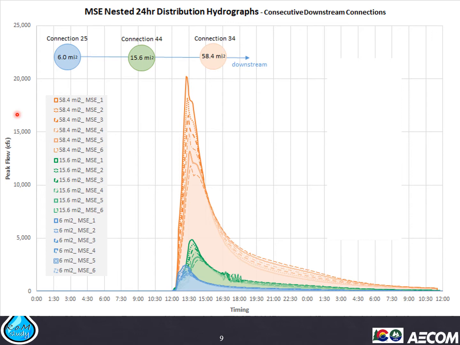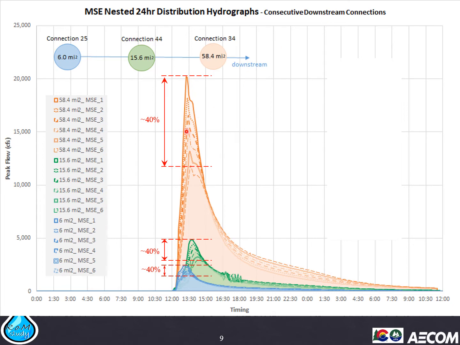I also want to point out that there's a notable spread of peak discharges depending on which MSE distribution is used, and that the relative spread seems to be consistent regardless of the drainage area, perhaps around 40% vertically between the lowest, which is the MSC 6, and the highest, which is MSC 1, and we see that repeated in each of the different drainage areas here.